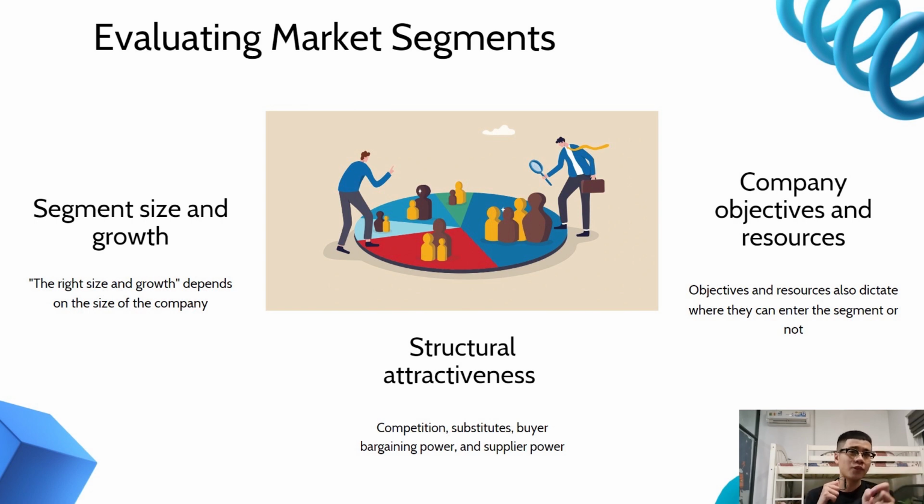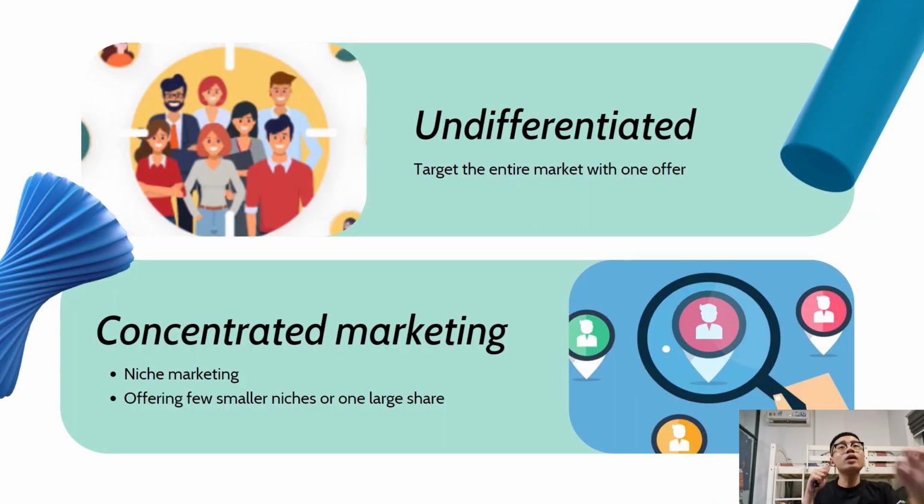For example, a luxury performance brand like Mercedes-Benz would not enter the economy segment of the automobile market, even though it is large and growing, because it doesn't align with the objectives and the resources of the company. Then they would need to pick a market to tackle, and a target market consists of a set of buyers that share the same needs and characteristics.